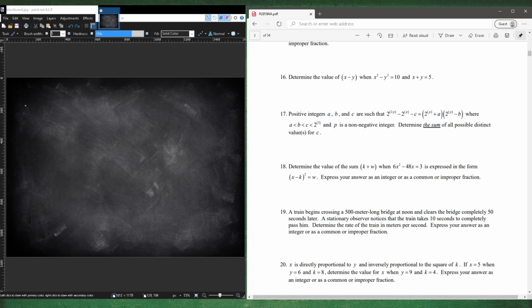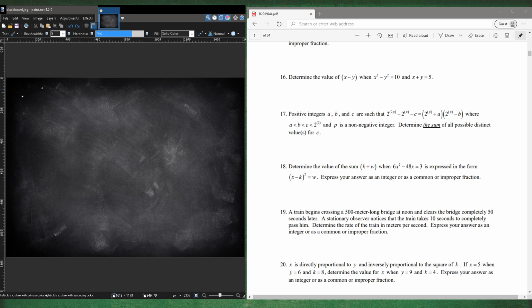Okay, let's begin. Number 17. Positive integers a, b, c are such that 2 to the power 2p minus 2 to the power p minus c is equal to 2 to the power p plus a times 2 to the power p minus b, where a, b, and c are less than 2 to the power 3, which is 8, and p is a non-negative integer. Determine the sum of all possible distinct values for c.